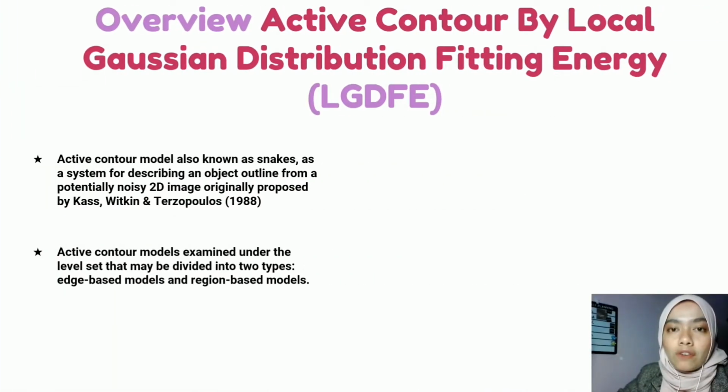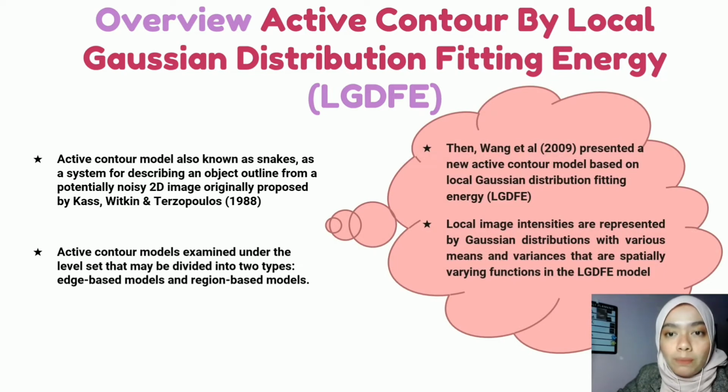Next is the overview of active contour by the local Gaussian distribution fitting energy (LGDFE). The active contour model, also known as snakes, is a system for describing an object outline from a potentially noisy 2D image. The active contour models examined under the level set may be divided into two types, which are the edge-based models and the region-based models. Then, Wang et al. in 2009 presented a new active contour model based on the LGDFE. The local image intensities are represented by Gaussian distributions with various means and variances that are spatially varying functions in the LGDFE model.